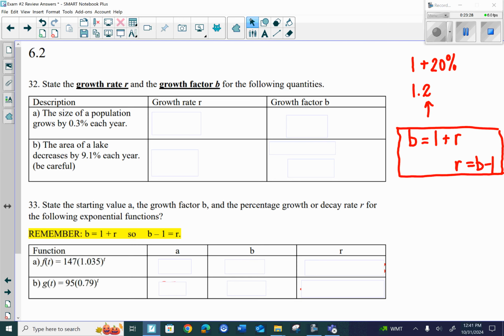So here, the size of a population grows by 0.3% each year. So they're really giving you the growth rate because you take the population, which is the one part, okay? If you want the population the following year, you'd take 100% or the full population, and then you'd add 0.3% onto it. Well, 0.3%, by the way, is not just 0.3, it is 0.003, okay? So there's your growth rate, and your growth factor, the whole thing that you'd be multiplying by to get the population the next year, is 1.003.